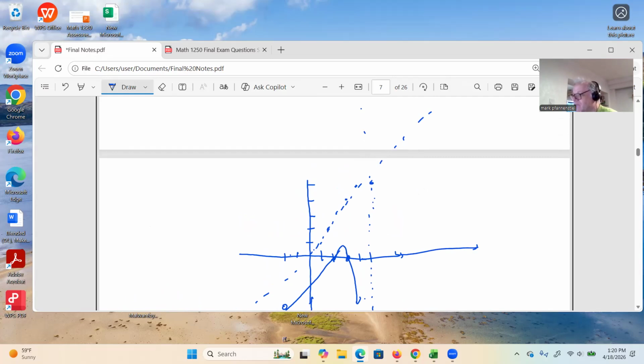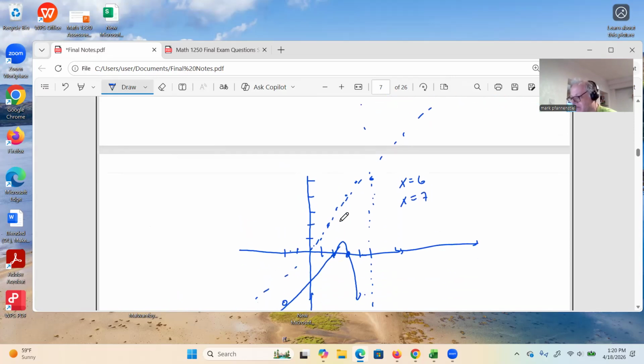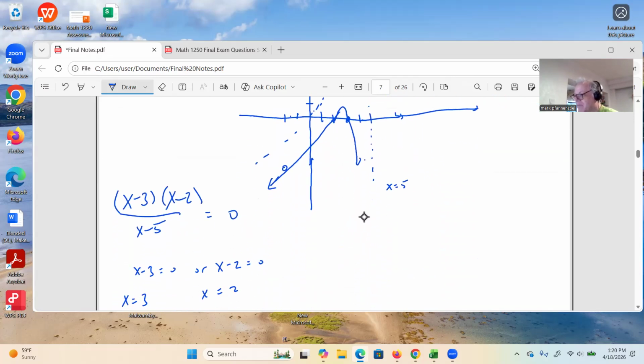Okay. So this was at x equals 5. Pick your 2 favorite numbers bigger than 5. I'm going to choose x equals 6 and x equals 7. Okay. In order to plug these guys in here. So when I plug in x equals 6, we have 6 minus 3 times 6 minus 2 divided by 6 minus 5.